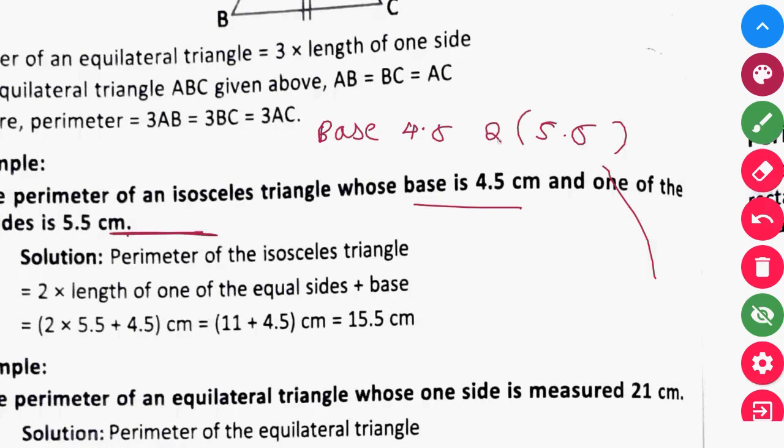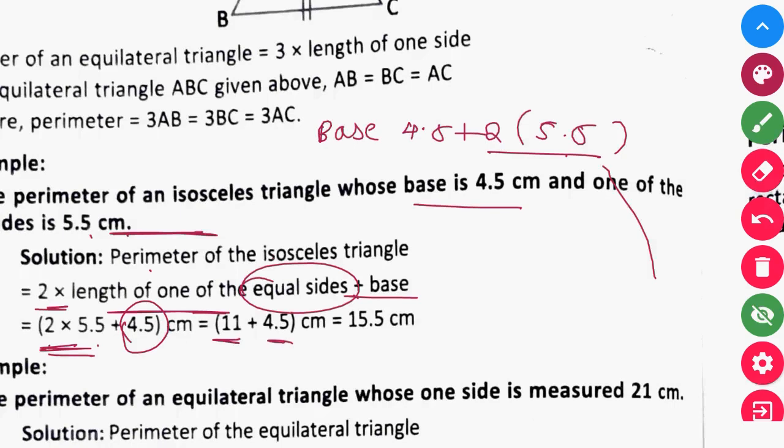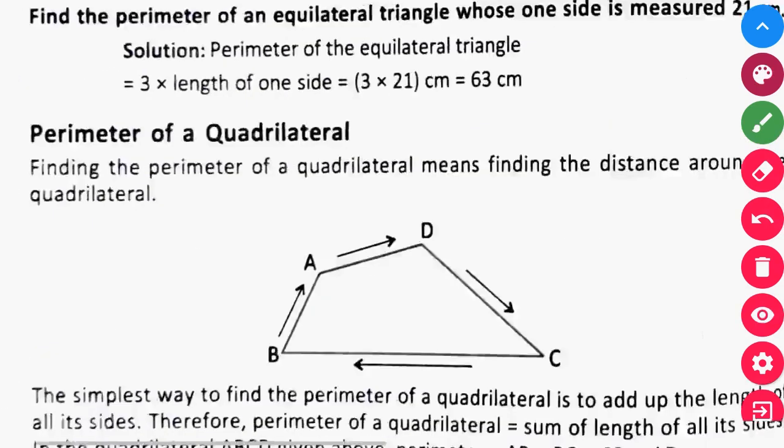So one of the sides multiplied by 2 plus the base is our answer. The same thing is given here: 2 into the length of one of the equal sides plus the base is the perimeter of the isosceles triangle. So multiply 5.5 by 2 and add 4.5 to it. 2 multiplied by 5.5 is equal to 11, plus 4.5, so it becomes 15.5 centimeters.